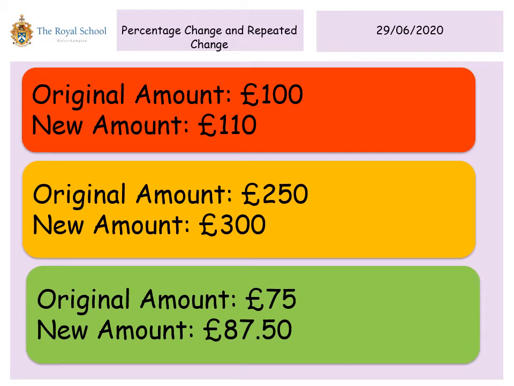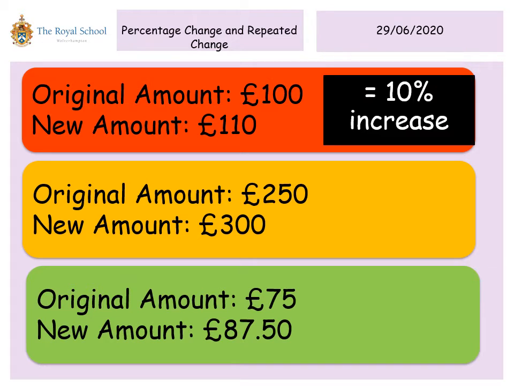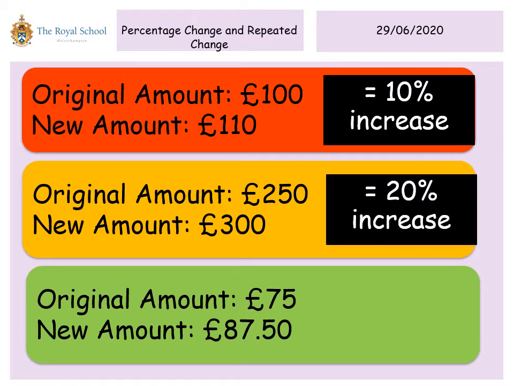So answers to the first one, we should have a 10% increase. We've got a £10 change in the price, and then the original price was 100. So 10 divided by 100 and times by 100 gets us that 10% increase. For the second one then, we should have a 20% increase because the price has been raised by £50 and the original was 250. So 50 over 250 times by 100 gets us that increase.